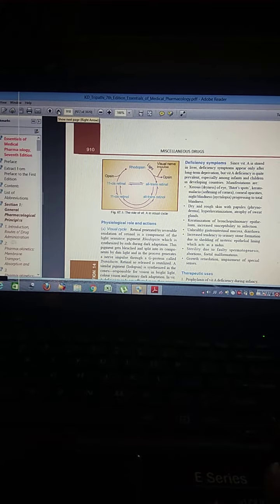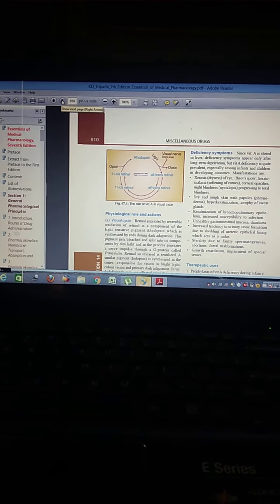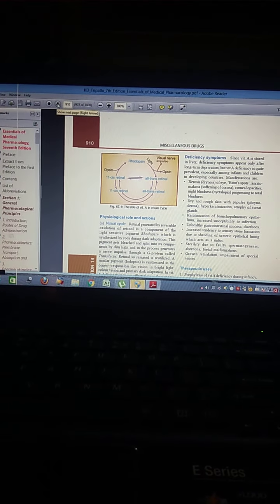Deficiency symptoms: vitamin A is stored in the liver, so deficiency symptoms appear only after long-term deprivation.